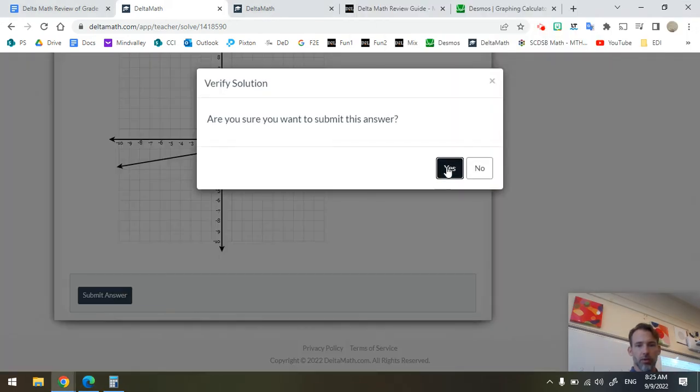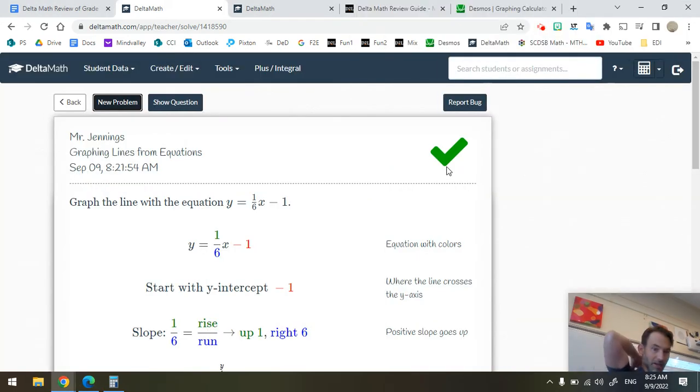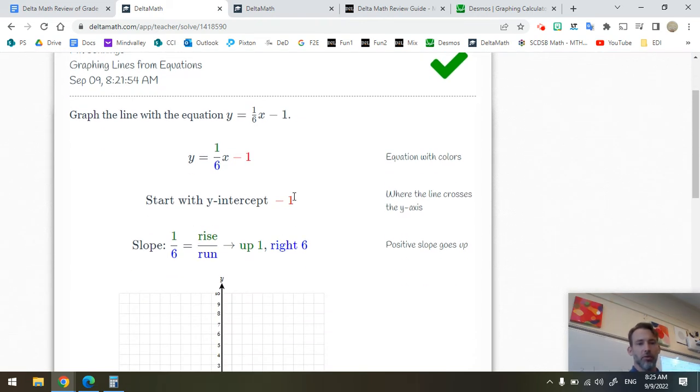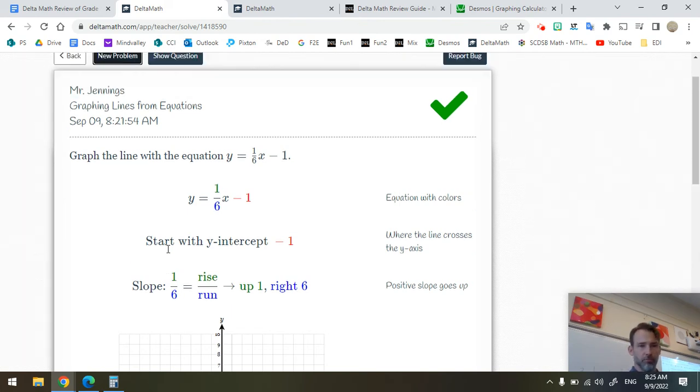Submit answer. Yes, I want to submit this answer. Hooray! Notice that Delta Math also breaks it down. We start with that y-intercept of -1, and then the slope is given to us as rise over run in the form of a fraction.